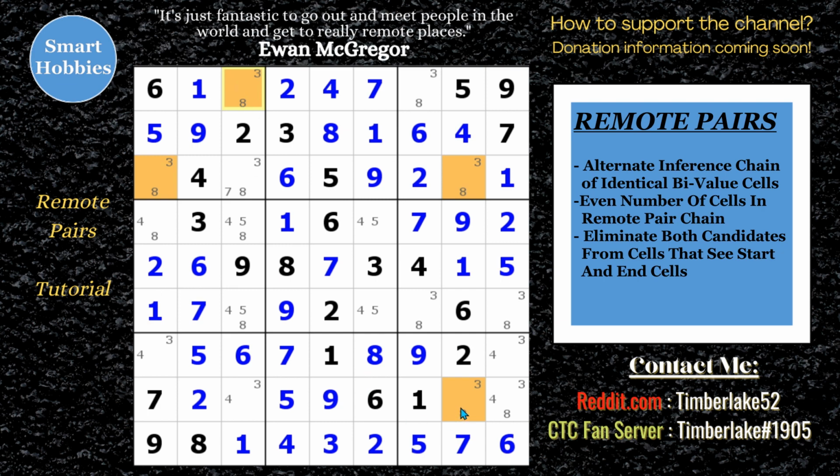What we're doing is we're using strong and weak links, and these all see each other. The strong links are actually within the remote pair. Because remember, if you have a bi-value cell, if this is false, that has to be true, right? So that's a strong link. And the weak link goes to the next candidate in that next remote pair. So you're saying, if this is a strong link to this 3, right? If that's false, that has to be a 3. If that's a 3, that 3 is false, that has to be an 8. And if that's an 8, that 8 is false, that has to be a 3. And if that 3 is false, that has to be an 8, right?